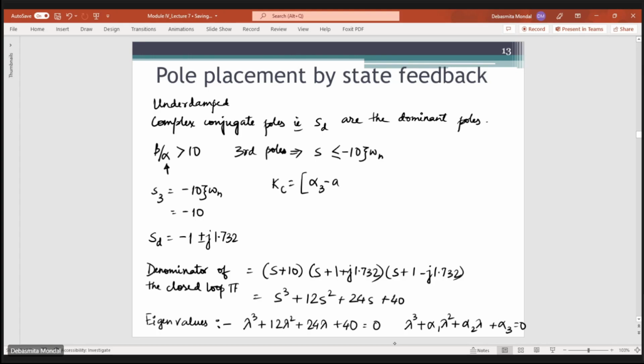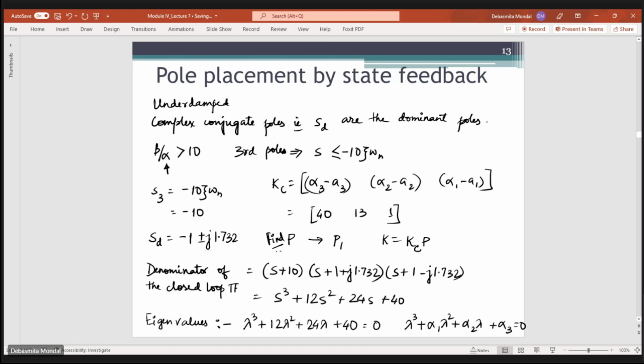So Kc will be equal to alpha 3 minus A3, alpha 2 minus A2 and alpha 1 minus A1, which is 40, 13 and 1. Now that you have found the value of Kc, the next step is to find the value of P. Before finding P, you need to find the value of P1. Once you know P1, you can find P, and you can find K by multiplying Kc with P.